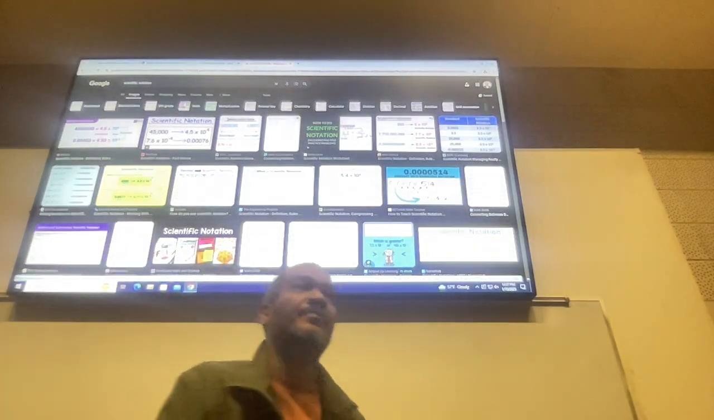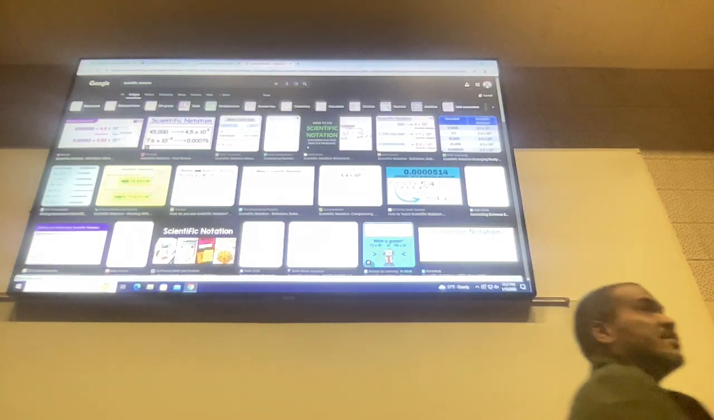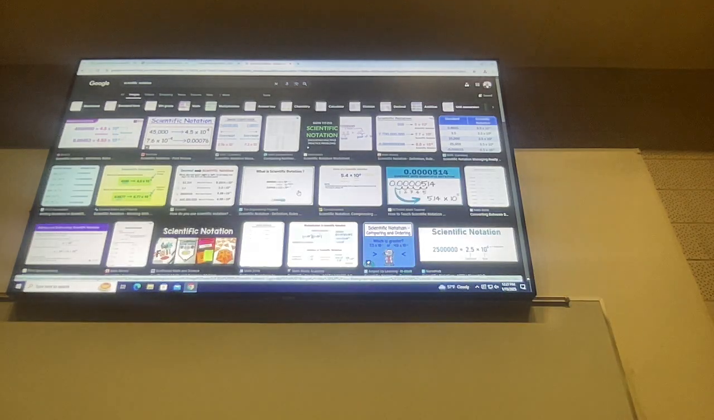Relatively big number. Okay? So for us, a relatively big number is like the speed of light. Anybody know what the speed of light is? 3 times 10 to the 8 meters per second. Okay?